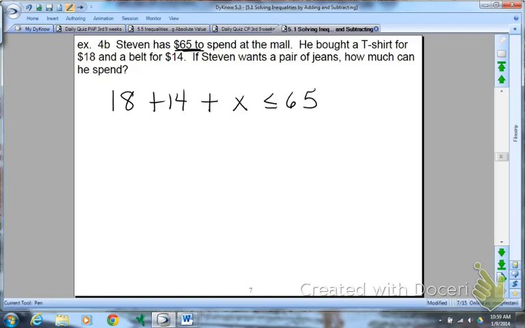Or you could have added 18 and 14 together to get 32, plus x is less than or equal to 65. So you could have had the equation like this or like this. It really did not matter to me. And then to solve, we would subtract 32 on both sides.